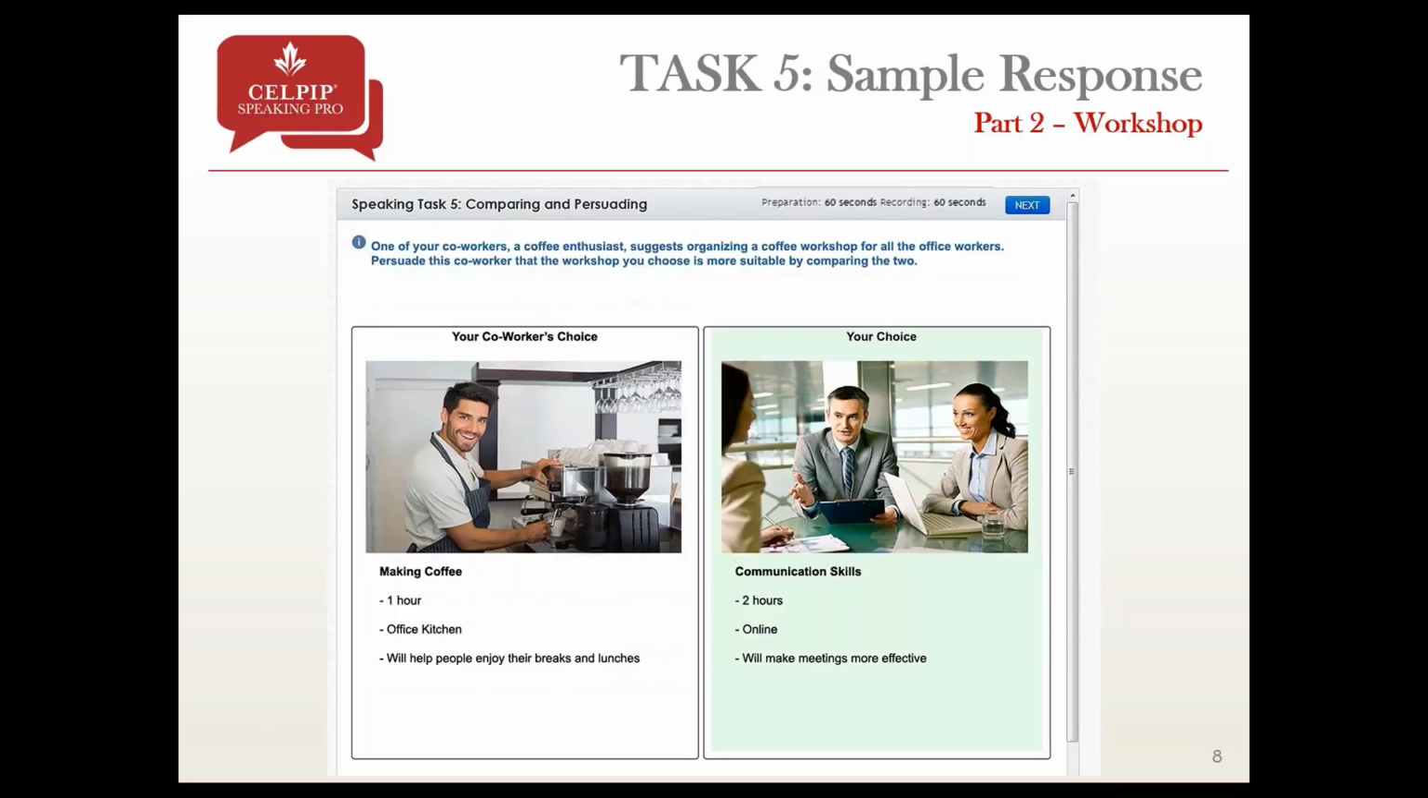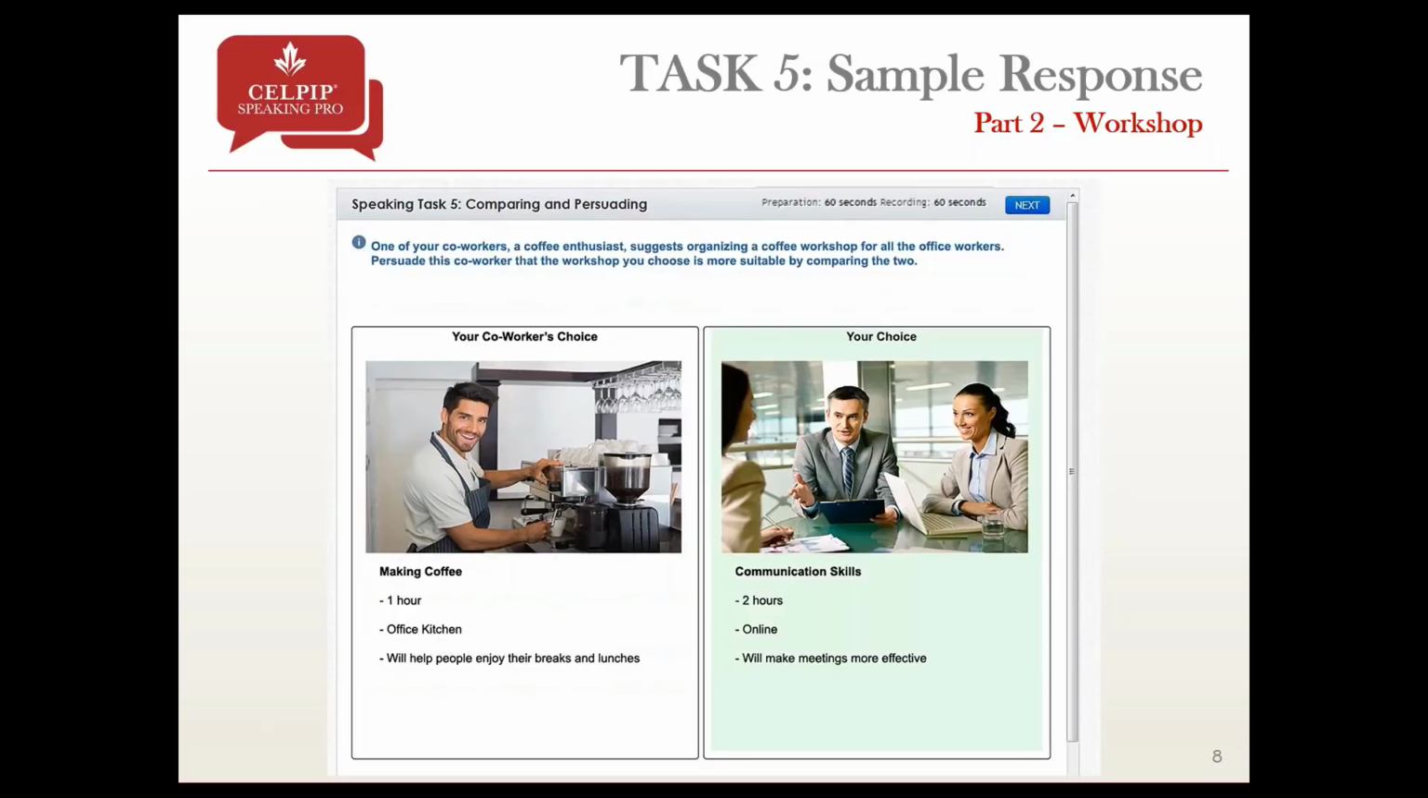Okay. All right, so going on. Finally, what I want to do now is play you a sample response for this first example, and then we'll go on and do some discussion and practice. So, is everybody ready to hear this first sample?